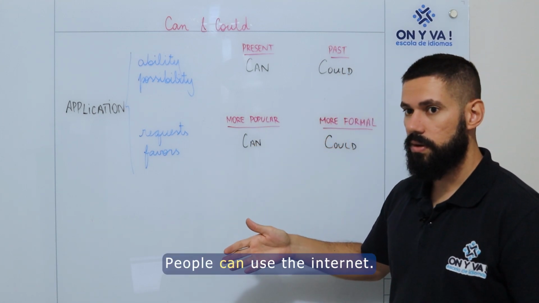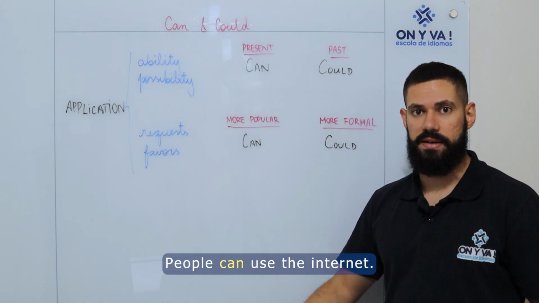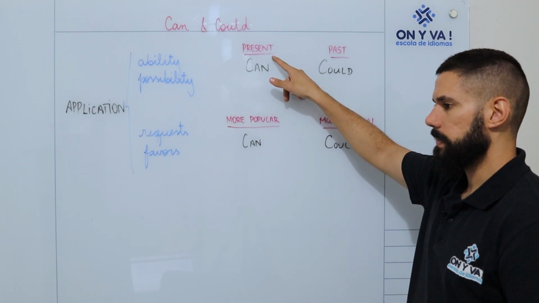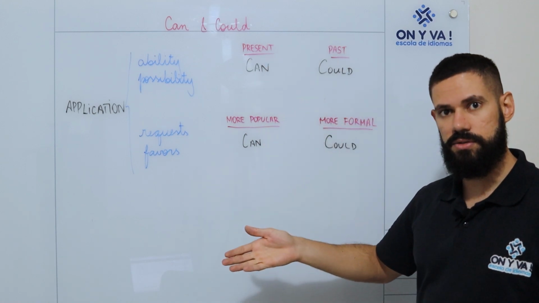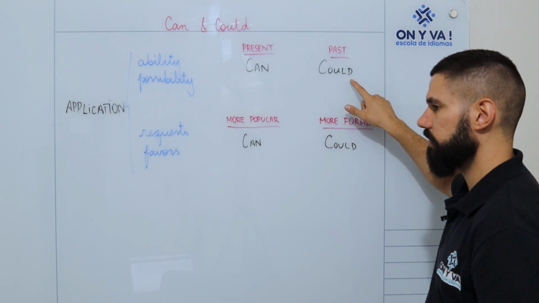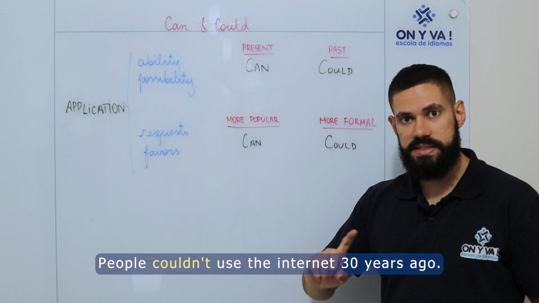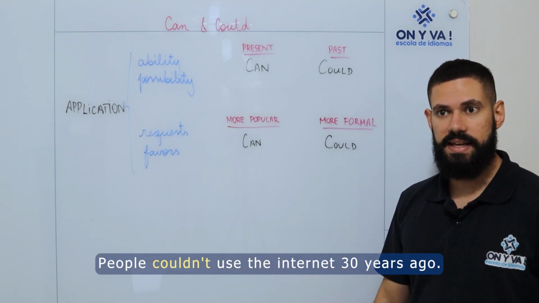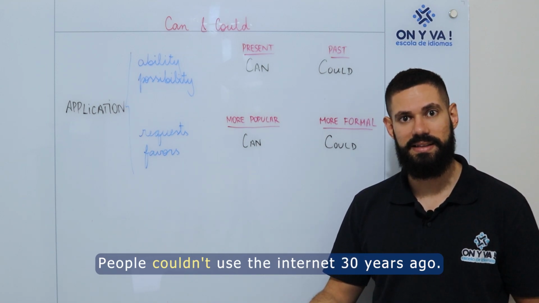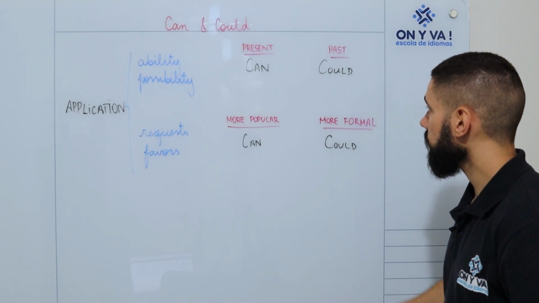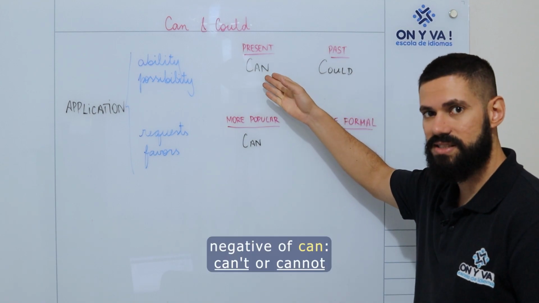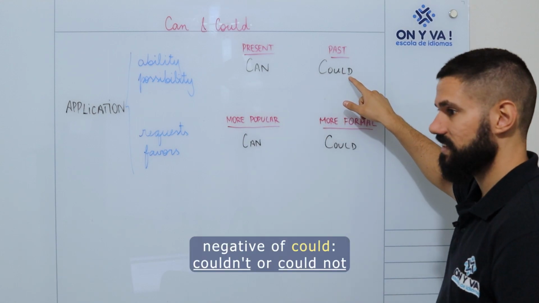Example, people can use the internet. It's in the present because people can use the internet nowadays. But in the past and negative, people couldn't use the internet 30 years ago. So the negative of can is can't or cannot. The negative of could is couldn't.